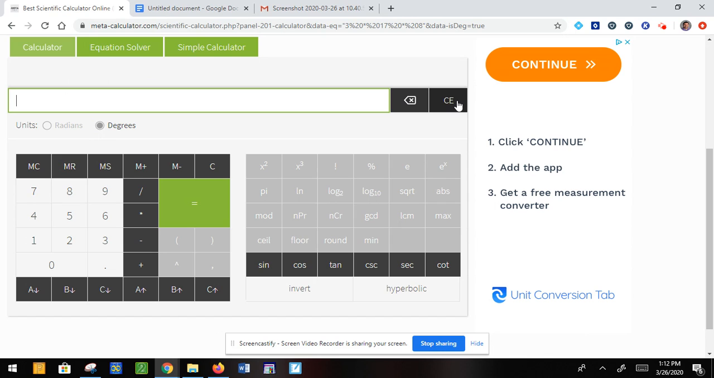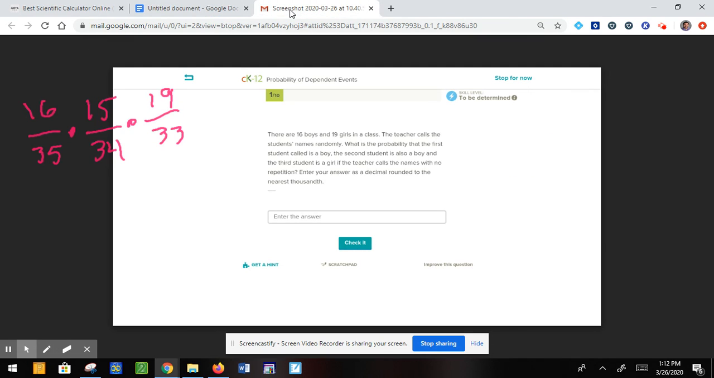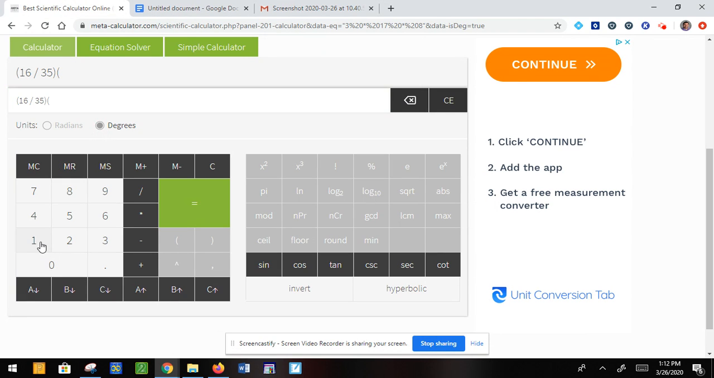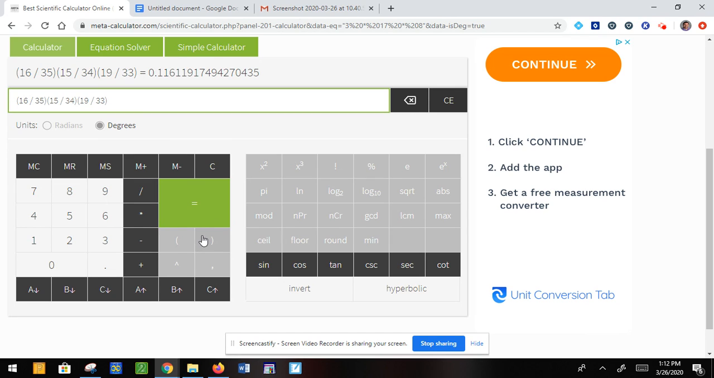All right. So let's clear this out. First one was 16 out of 35. The second probability was then, well, I just want to make sure I'm not typing the wrong thing in, 15 out of 34. And then the last one was 19 out of 33. All right, so the probability that those three things happen in that way is this 0.116.